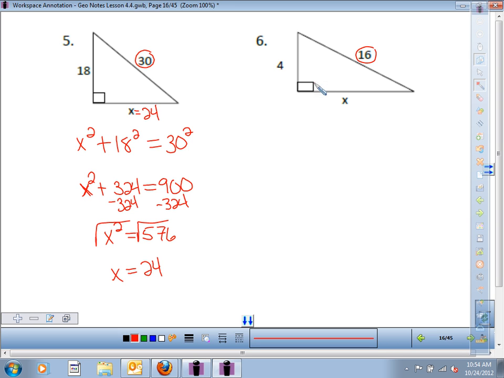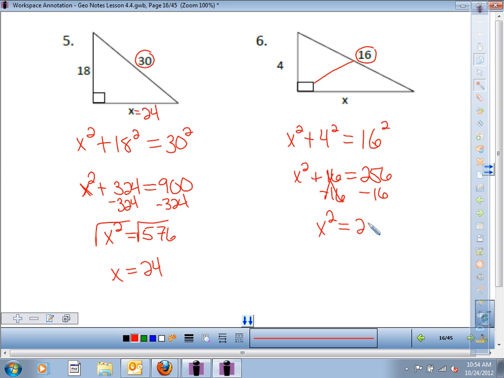We went ahead and circled this. Our hypotenuse is 16. So when we set it up, it would be x squared plus 4 squared equals 16 squared. Okay, so we can go through and square all these. We have x squared plus 16 equals 16 squared, which is 256. We're going to subtract 16, so we have x squared equals 240. So we're going to take the square root of 240.